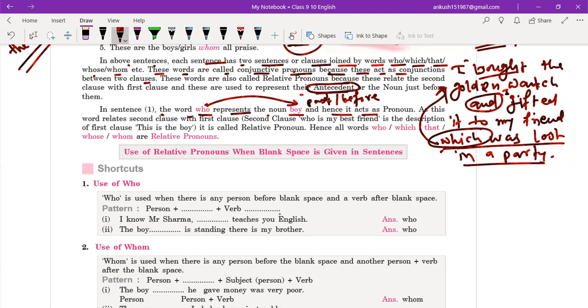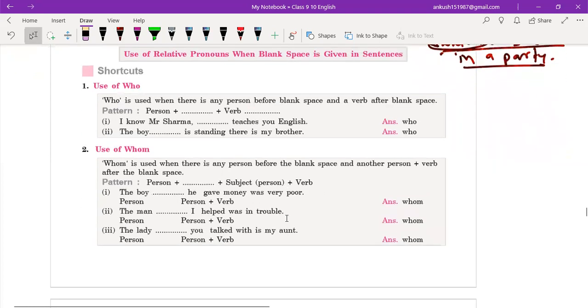Okay, now let us understand the usage of relative pronouns. How do we use who and when do we use it? Try to understand the pattern. Whatever the pattern is given, that pattern is important. I told you earlier that with what shall we use these pronouns. Relative pronoun is very important. Got it? Yes, sir.